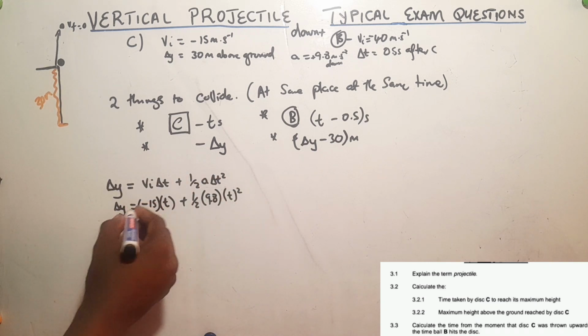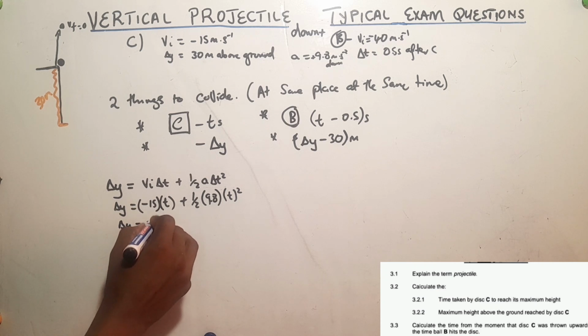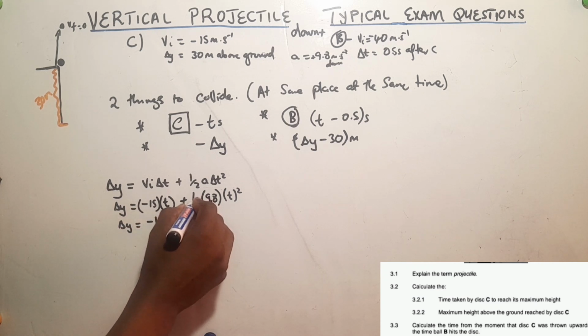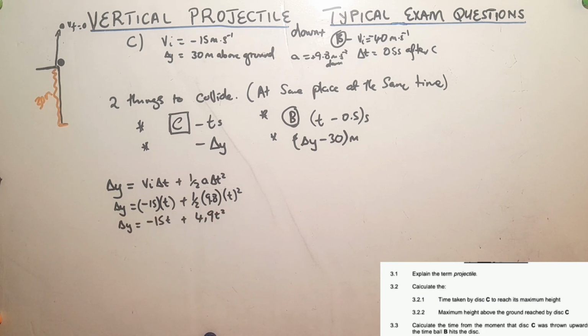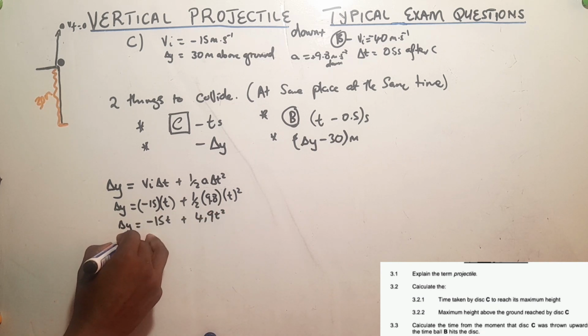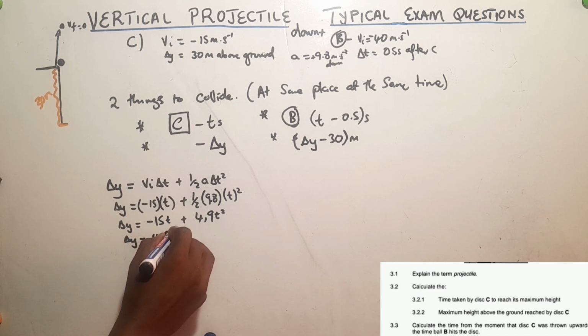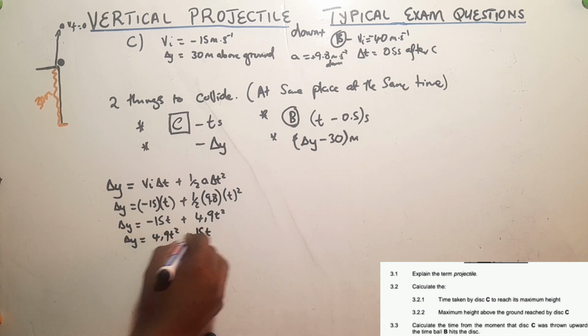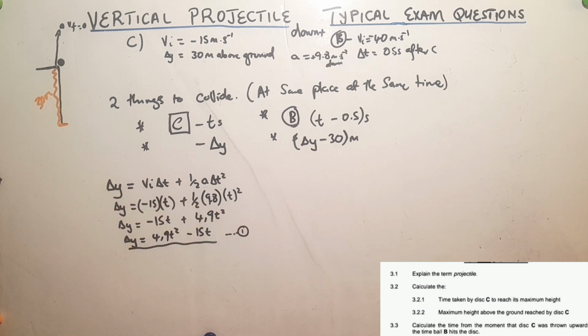So this now becomes change in y being the same as negative 15t plus 4.9t squared, right? So this means our displacement can be calculated by 4.9t squared minus 15t. So we can call this our equation 1. I'm sure you are familiar with simultaneous equations. So we can go to our disk B now.